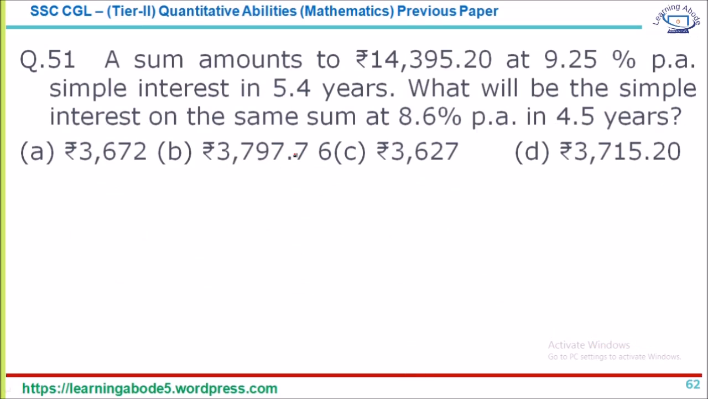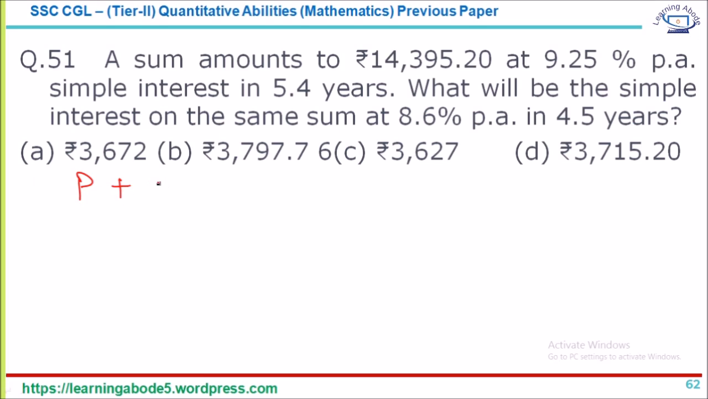Next, 51. It's a little calculation intense one. A sum amounts to 14,395 at 9.25% per annum simple interest in 5.4 years. What will be the simple interest on the same sum at 8.6% per annum? See, this 9.25, 8.6, they're not really very convenient numbers. That's why it is a little calculation intense.